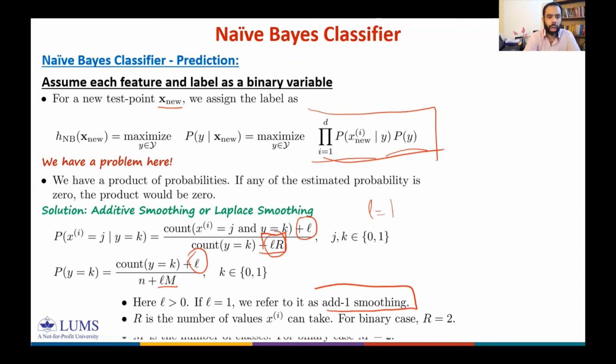And here M is the number of classes we have, because when we're computing the probability of y is equal to k, we're using M here. So M is the number of classes, and for the binary case, M is equal to 2. In the sequel, we will do one example on text data, in which we will build a Naive-Bayes classifier and also carry out this add-one smoothing, and that will further strengthen your concepts.